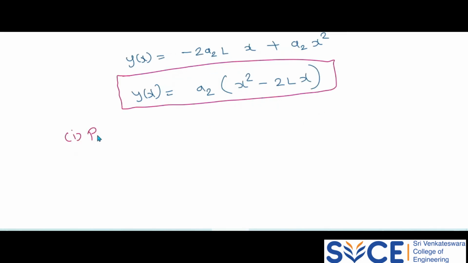So first we will go for the point collocation method. What does this method say? If you have one unknown, you have to take 1 point. If you have two unknowns, you have to take 2 points.